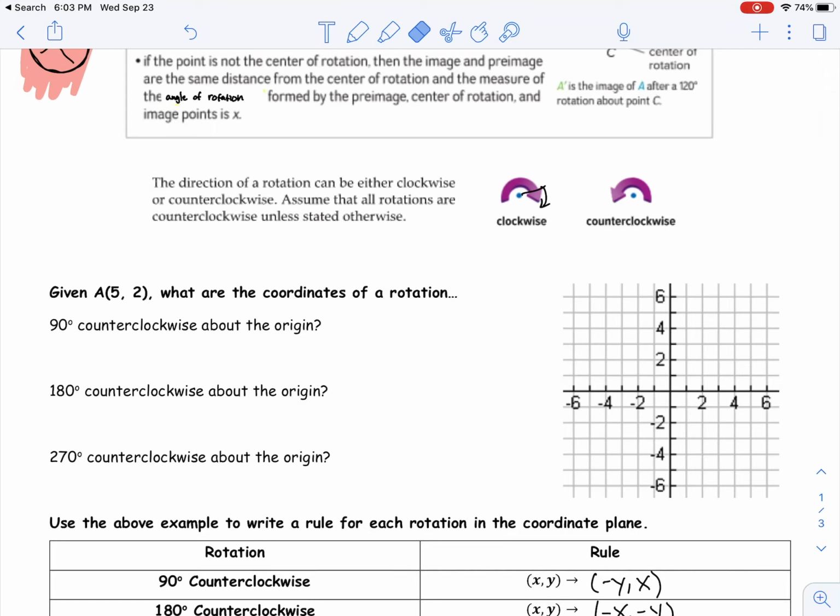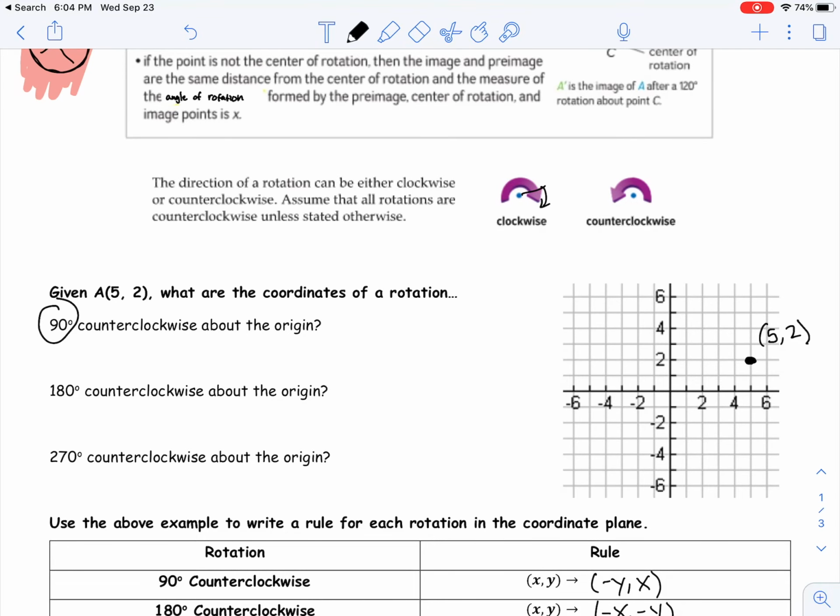Given A equals (5, 2). So 1, 2, 3, 4, 5. 1, 2. Oops, I don't have my pen up. (5, 2). Okay, I'll label that as 5, comma, 2. It says we want to rotate it 90 degrees counterclockwise about the origin, meaning just around the origin. The origin is basically our fixed point.